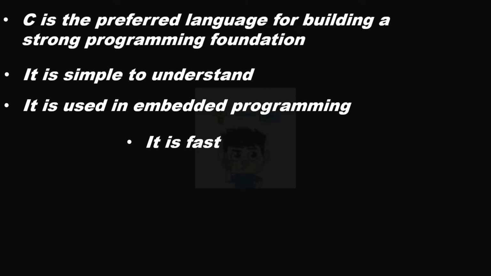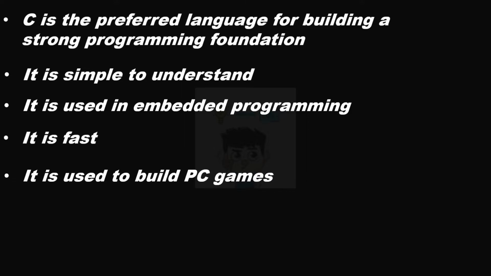So C is also a fast language. The code which we write in the C programming language compiles and executes much faster than other programming languages. So it is used to build PC games. So C is also helpful for those students who aspire to make a career in game development. So guys, let's see the most important features of the C language.